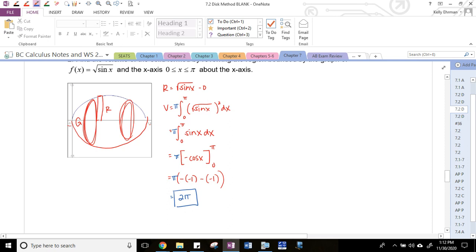I'm glad I made that mistake, though, because the two most common mistakes are leaving out pi, which I just did, or forgetting to square r, just having pi times r times dx in your integral.